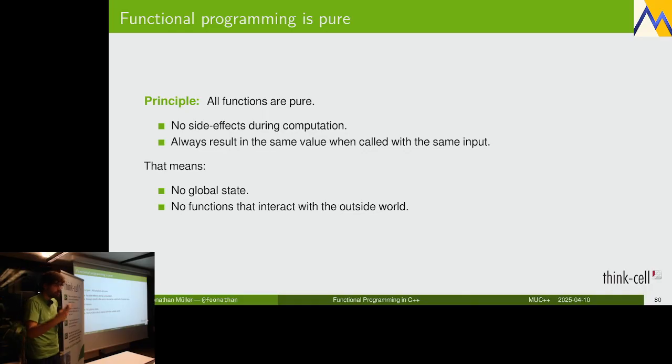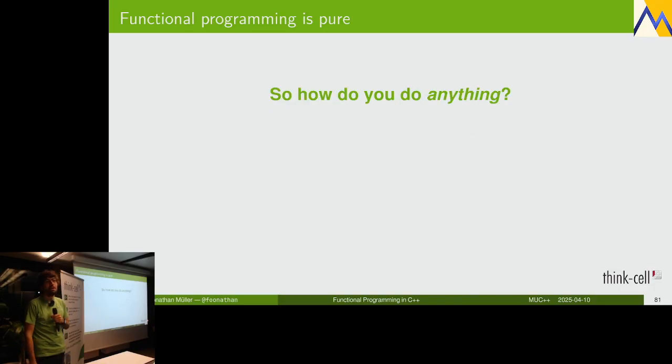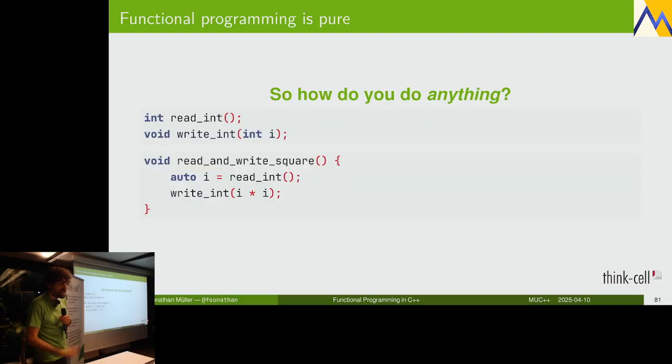Because interacting with the outside world can change from the outside, so you don't always return the same values when called with the same input. This raises the obvious question, how do you do anything? If you can't interact with the outside world, how do you get some input or whatever? Well, how do you write a simple program like this that reads an int from the user, squares it, and writes it to the output?